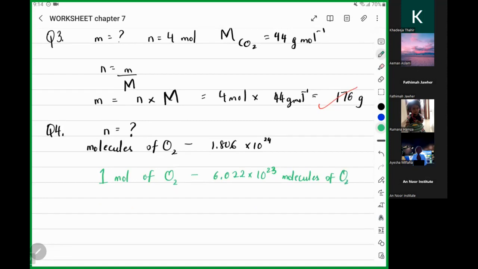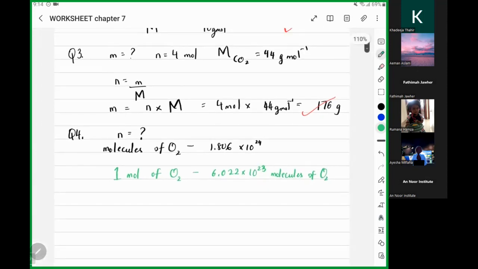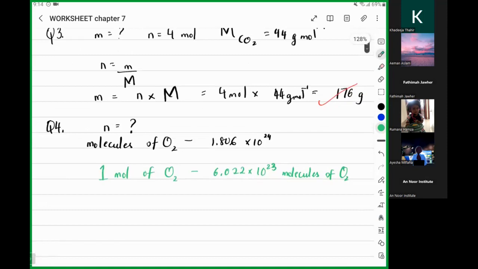Is this correct? Yes or no? Yes. So if you know this, can't you find N? How? So the question is this, no?